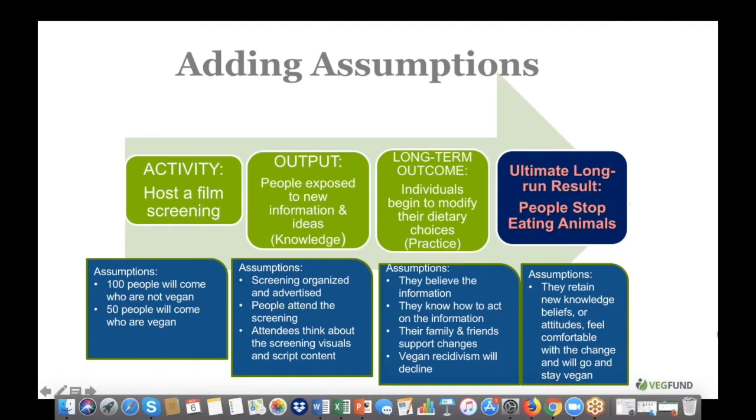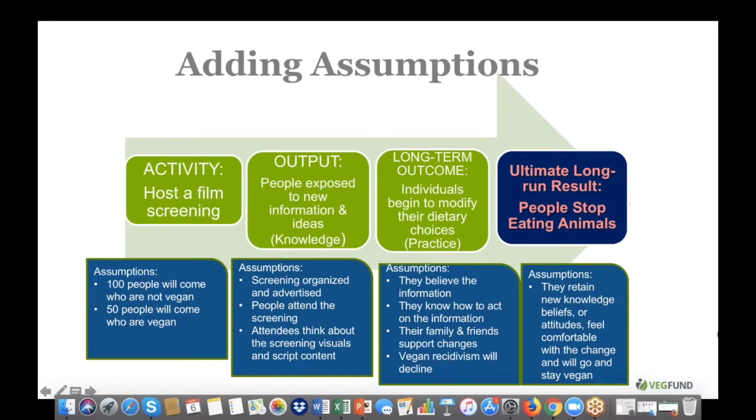Now, what could happen, of course, is you're still trying to work toward this ultimate long-run result that people stop eating animals. And you're saying, I'm doing this film screening for that reason. Now, what clearly could happen is, let's just say your activity is today, and therefore you're realizing the outputs of that activity today, right? A film screening is going to happen, and people are going to come, and people are going to think about what you've done.